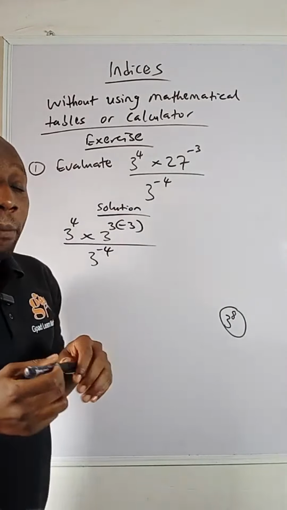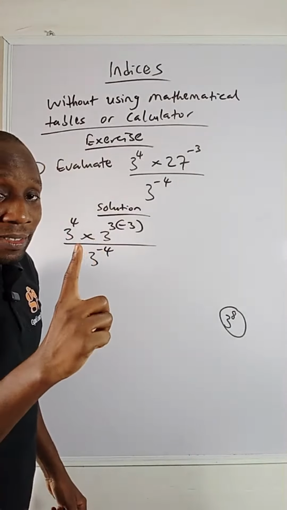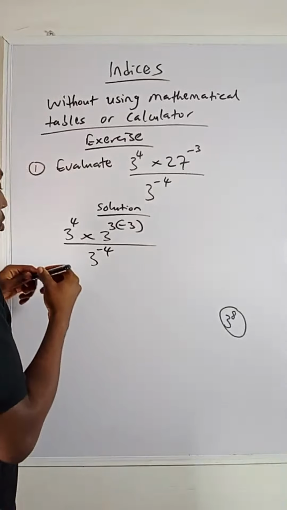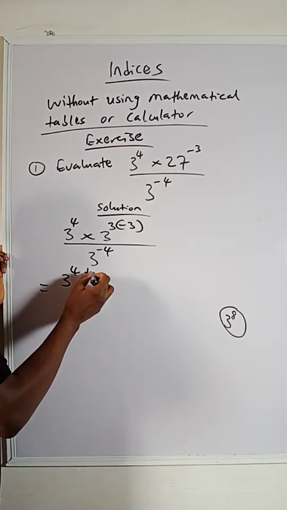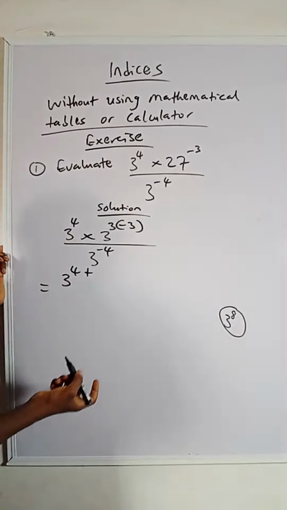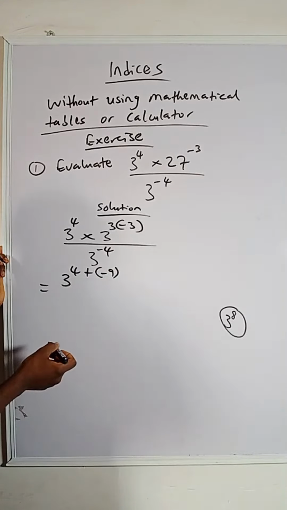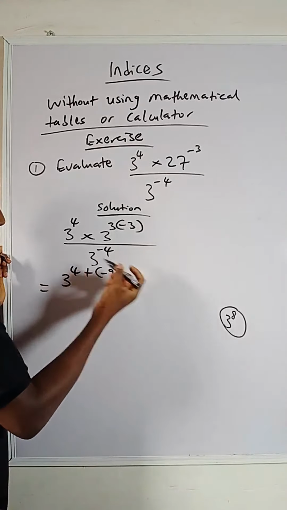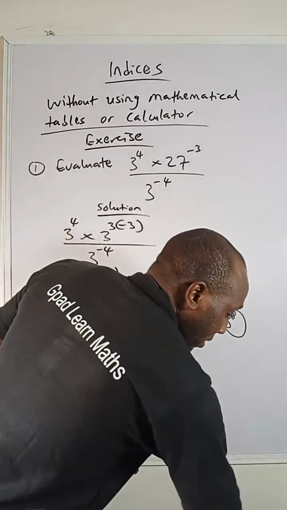Now back to our multiplication law of indices. We are multiplying. What do we do to the exponent? We add. Good. So it's going to be 3 raised to the power of 4 plus, what is 3 times minus 3? That's minus 9. See that? Divided by 3 raised to the power of negative 4. In case you don't know, this is division.